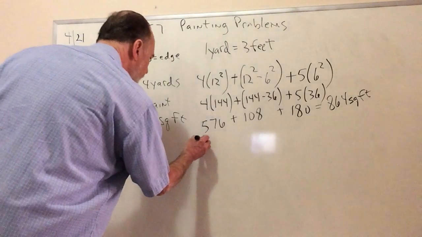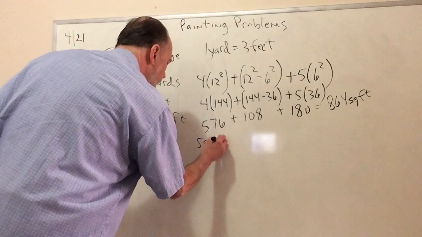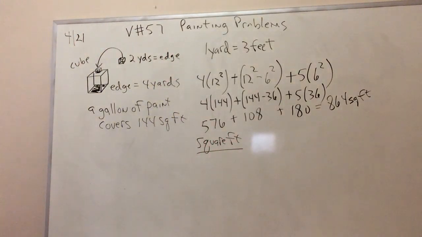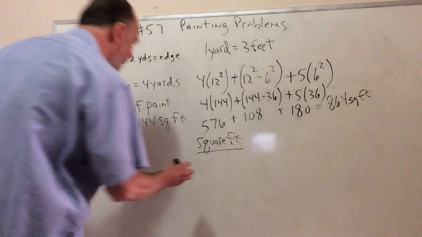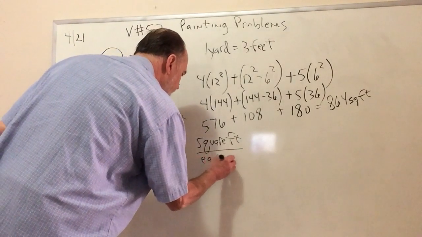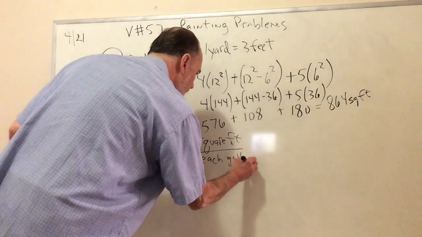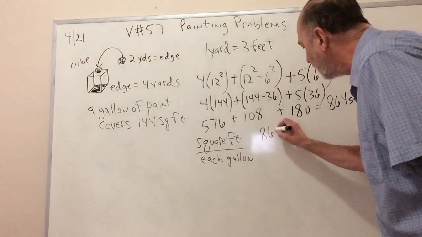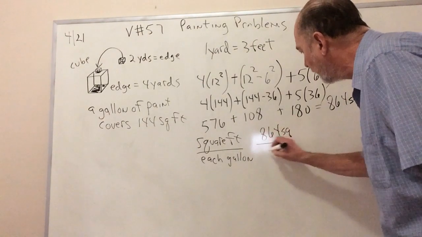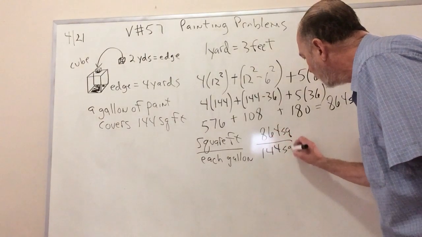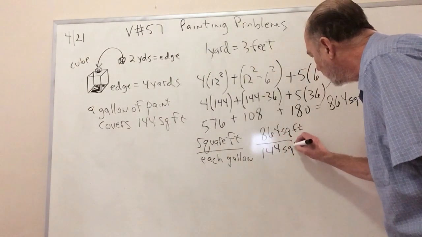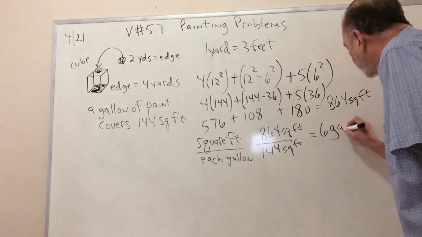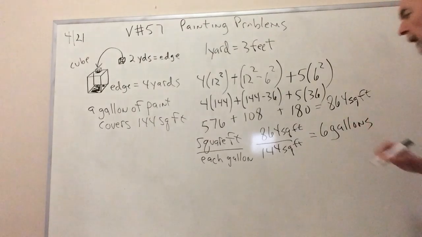So I have the square feet, which I calculated, and I'll divide that by what each gallon covers. Okay? So when I look at that, that means I have 864 square feet divided by 144 square feet. And when I put that on the calculator, it turns out I have to buy 6 gallons. Okay? So there we go.